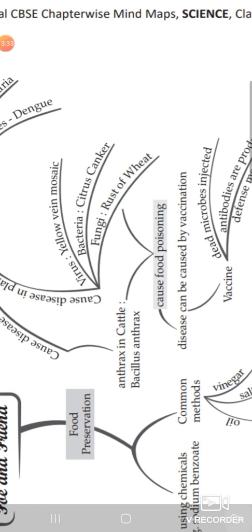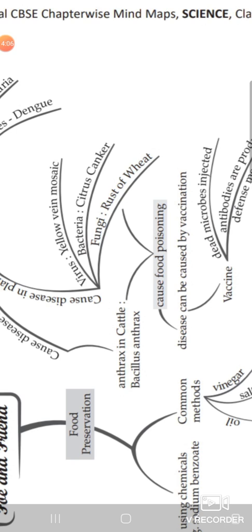Also, bacteria cause food poisoning. Food poisoning happens in a way that when particular bacteria or microorganisms are present in some food, they decompose that food, they convert that food into a different taste, we can say bad taste, bad aroma or bad smell, and that is why they cause food poisoning if we consume such food.